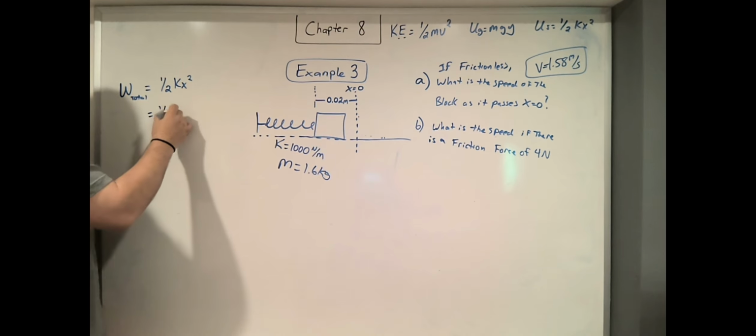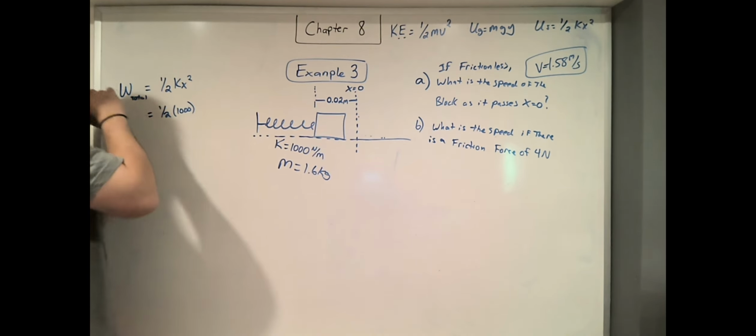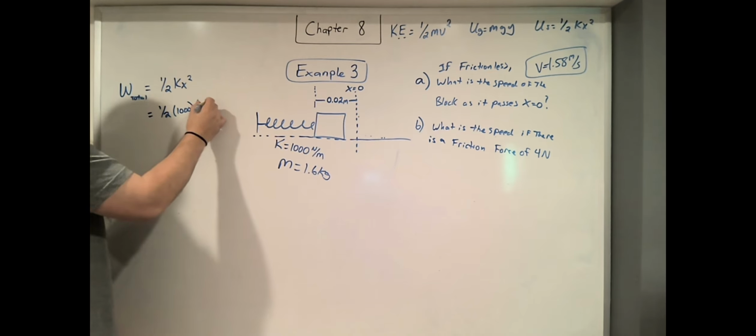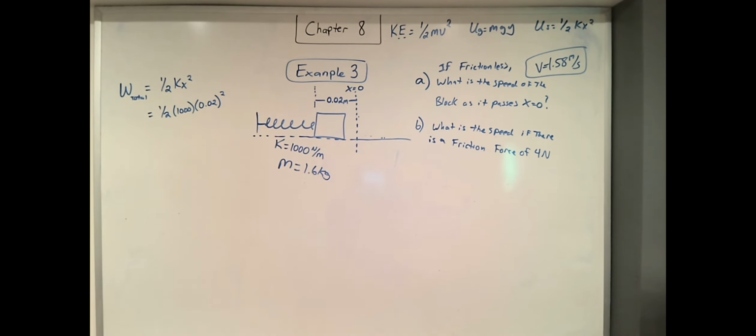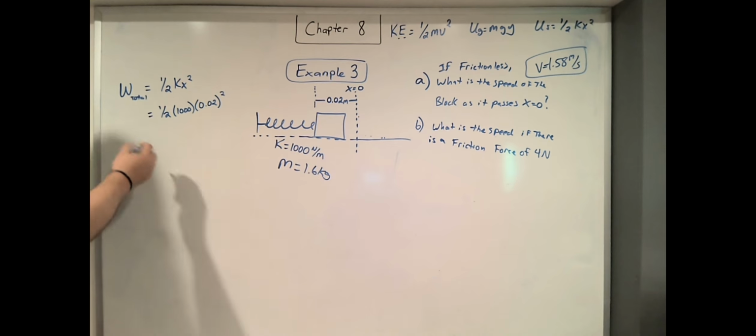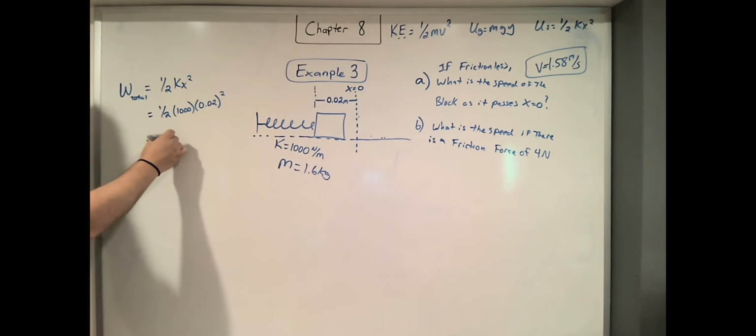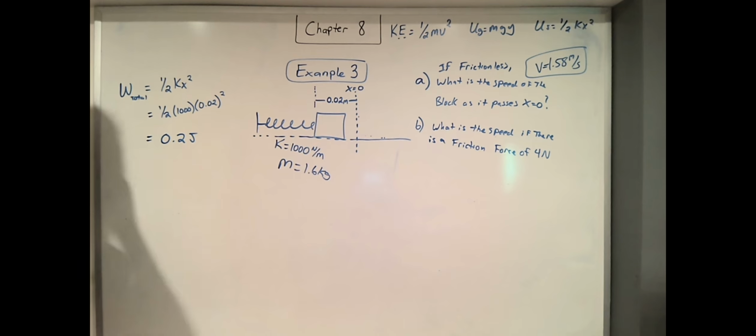We have 1/2 the k constant of 1,000 and x squared being 0.02 squared. So this is the total amount of starting energy or starting work. So we have 0.5 times 1,000 times 0.02 squared. This gives us not much energy, but it gives us 0.2 joules of energy to start with. Now we got to figure out how much of that is lost due to friction.